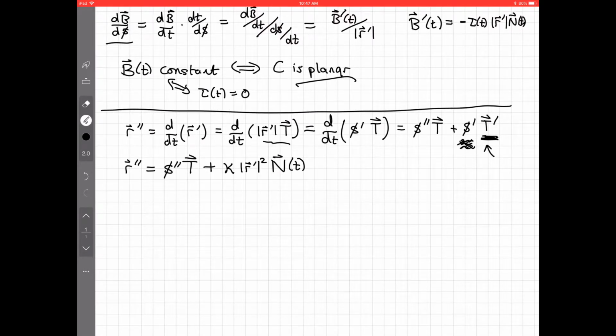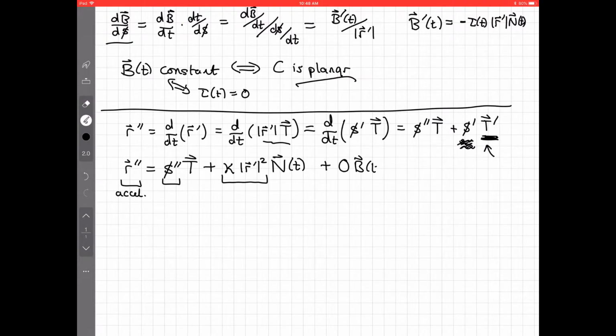So we end up with this nice formula. R prime double prime is s double prime t plus kappa length of r prime squared n. And notice what we just found out. This is kind of interesting, that the acceleration is equal to something times t plus something times n. There's no b. So I'll put that over here.